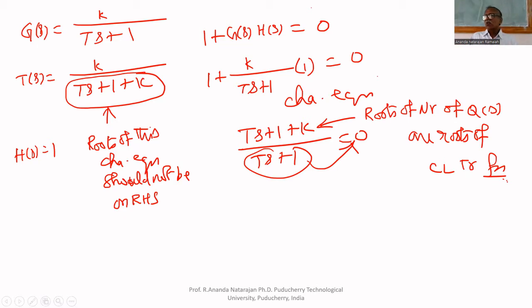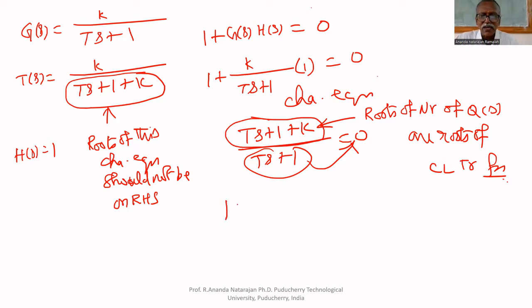Because we are not taking the closed loop transfer function, we are taking the characteristic polynomial, 1 plus G of S, H of S. If you take that, the characteristic polynomial is actually, we will bring this to the right hand side and we will write this only, the characteristic polynomial. But I am deliberately keeping the denominator. So the numerator polynomial is the roots of the closed loop transfer function. Numerator polynomial, not denominator polynomial.